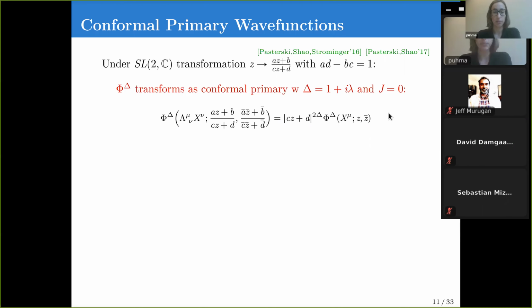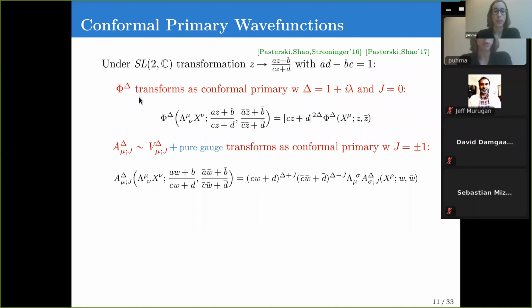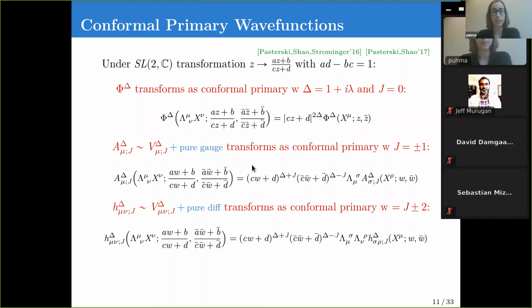Now, moving on to spin 1, it turns out that these wave functions V, which were just the polarization vector times this phi delta, do not by themselves transform as primaries, but we have to add a pure gauge term. So we add a total derivative term. And once we've done that, this full expression transforms as a conformal primary of spin plus or minus 1. Similarly for gravity, we have to add a pure diffeomorphism to this wave function V, and then it transforms as a spin plus or minus 2 conformal primary.